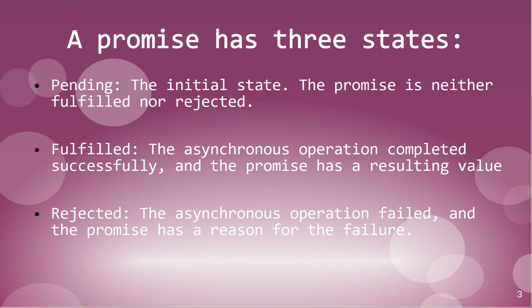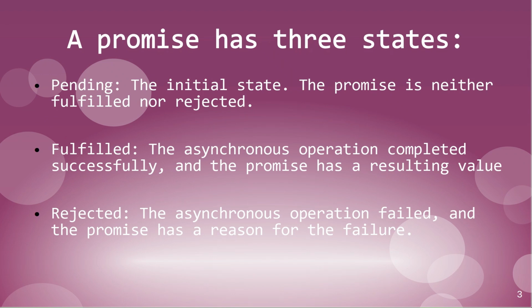A promise has three states. Pending, the initial state: the promise is neither fulfilled nor rejected. Fulfilled: the asynchronous operation completed successfully, and the promise has a resulting value. Rejected: the asynchronous operation failed, and the promise has a reason for the failure.